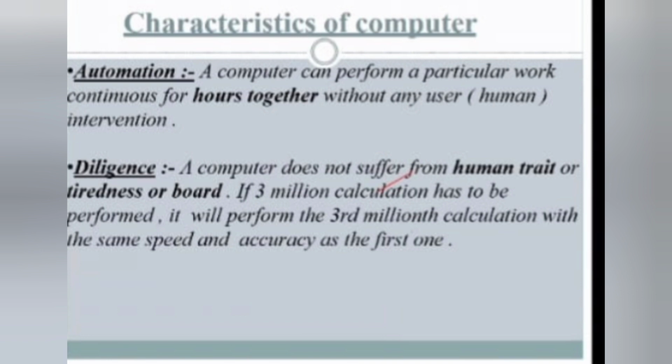And in diligence, a computer will perform any number of calculations. If you give it n number of calculations, for example millions or trillions of calculations, it will give you the results with the same accuracy and speed, without any tiredness.